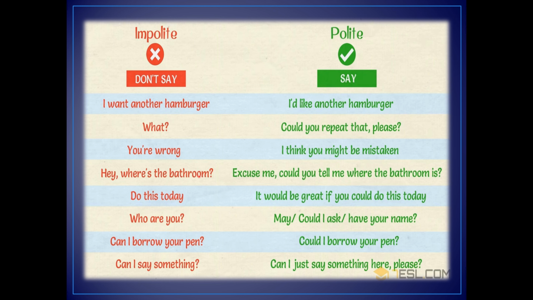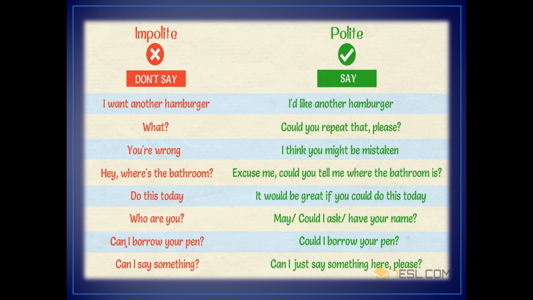Here, hey, where's the bathroom? Instead of saying this, you can say, excuse me, could you please tell me where the bathroom is? And instead of saying, do this today, which sounds very bossy, you can say, it would be great if you could do this today. Then, who are you? Instead of saying that, you can say, may I, or could I, or can I have your name, please?